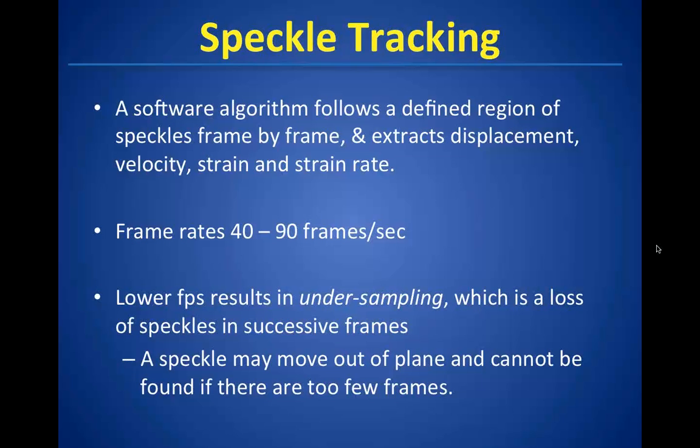The frame rate for optimal speckle tracking strain is between 40 to 90 frames per second. A lower frame rate may result in undersampling, which is a loss of speckles in these successive frames. Speckle may move out of plane, in which case it's lost if there are too few frames and can't be tracked.